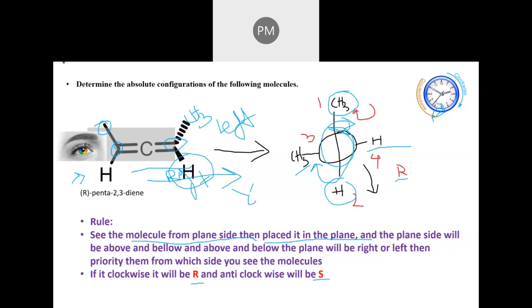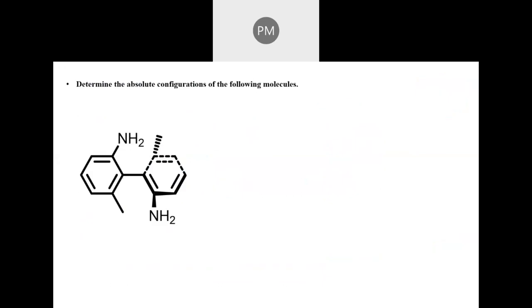Axial chirality is generated in the allene system, or in any system where bulky substituents are present, like this biphenyl ring. There are bulky substituents here, this methyl and this NH2. Because of steric hindrance to rotation, these are not in the same plane. This ring is in the plane, this NH2 is above the plane and this methyl is below the plane. In cases like this, the molecule is also chiral, and the chirality is generated due to axial chirality.